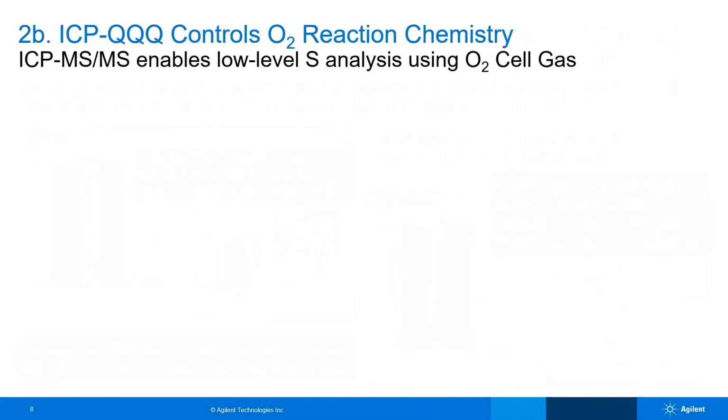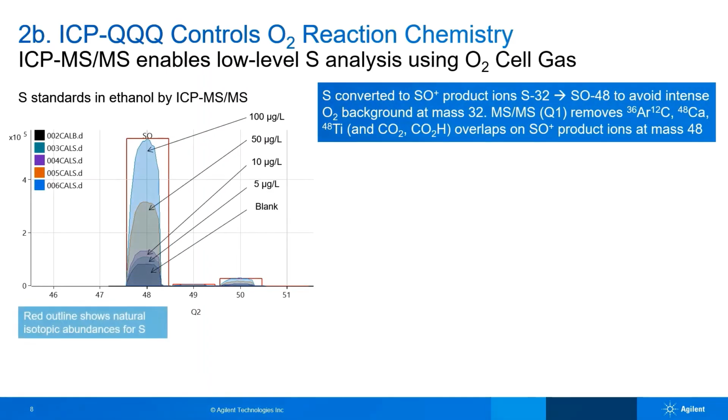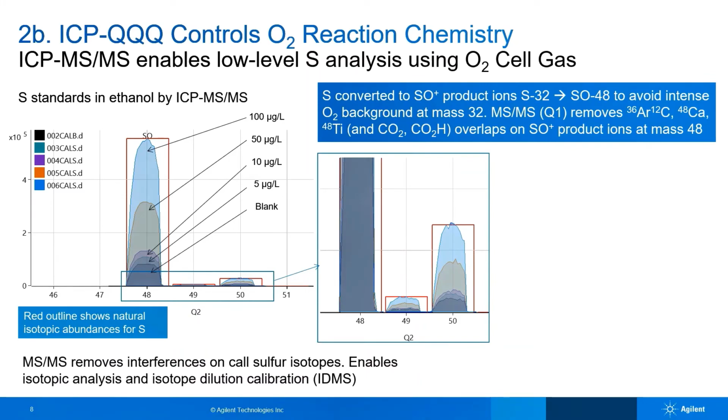If we do that same oxygen cell gas method for sulfur analysis, but this time using ICP triple quad, we're still using the same reaction chemistry process. So we're measuring sulfur after converting it to its sulfur oxide product ion. We're measuring it at mass 48, but by using MS-MS, we can reject all of the other ions that would overlap with the sulfur oxide product ions at mass 48, 49 and 50. By the way, because the reaction process is so well controlled with ICP triple quad, we do get accurate analysis of all of the sulfur isotopes at low level, right down at single ppb level, even though this ethanol solution was not particularly clean.